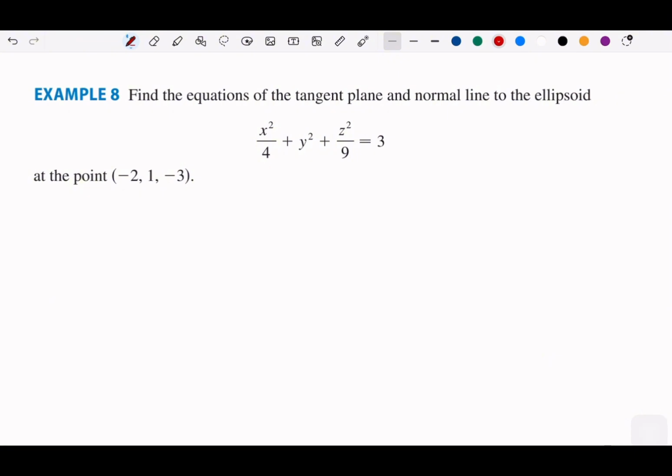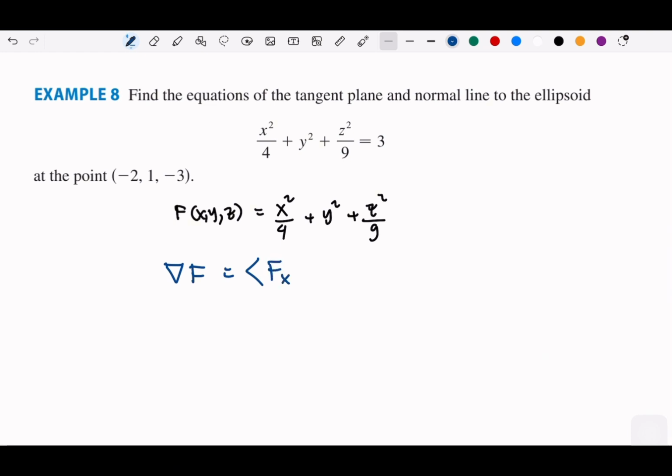Okay, to find the tangent plane and the normal line, we first need to find the del of this function, taking it as a level surface. Suppose this is our f. We can directly take the del f: partial x, partial y, partial z. So this will be x over 2, y, and then 2 over 9 z. So that's the del f.